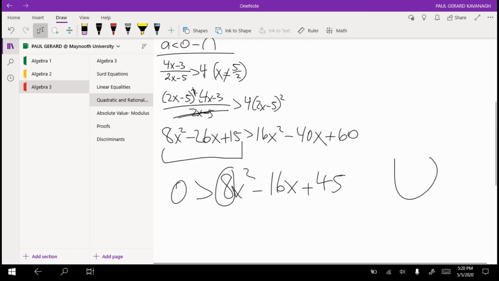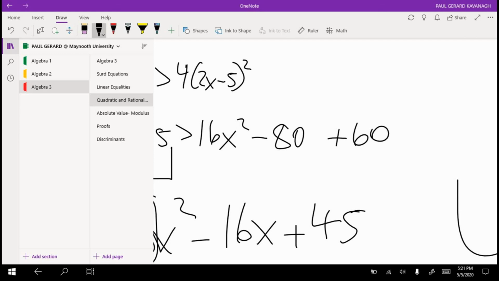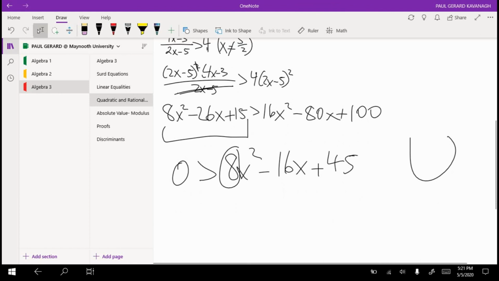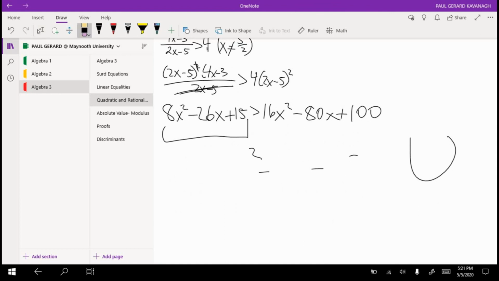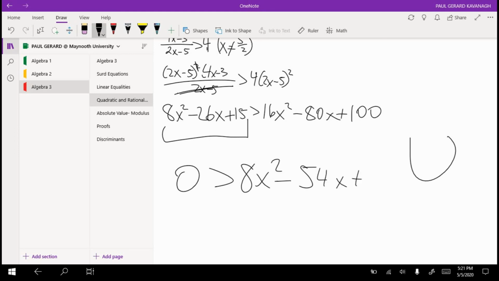So if I multiply that out again, it's going to be 10, 20, okay, this should be 80. So that should be minus 80x. And this should be 100. But that's where we went wrong. So now we're just going to go back through it and correct what we did wrong here. So it's going to be 0 greater than, the 8x squared still stands. So it's going to be minus 54x plus 85.